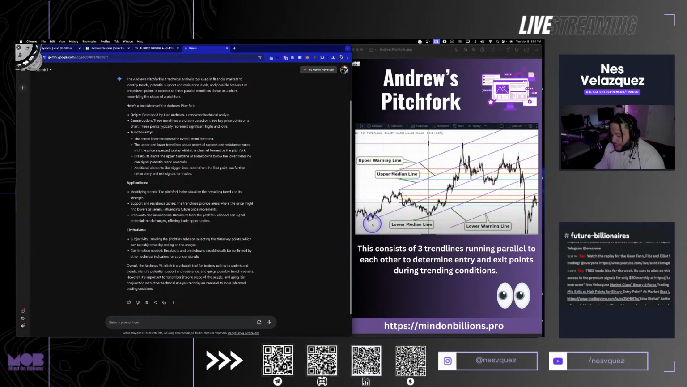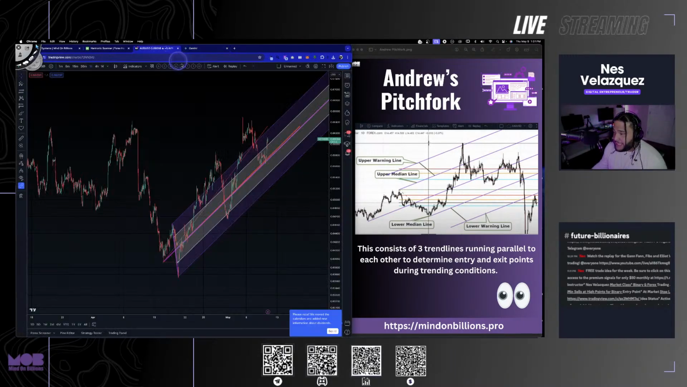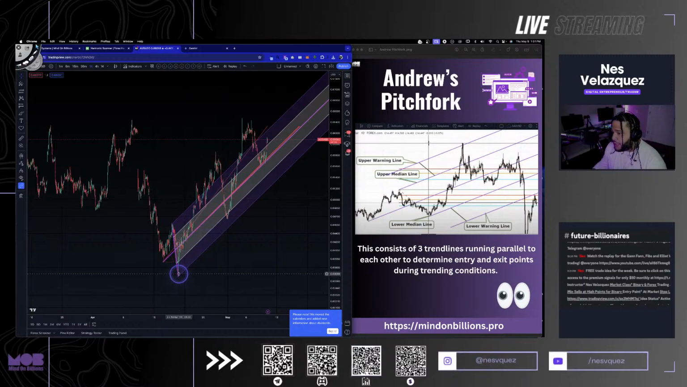So case in point, Andrews Pitchfork is amazing to use for trend lines. It identifies potential support and resistance zones. It does have the upper and the lower warning lines, which will detect potential breakouts. And it will also detect if there's going to be a market reversal. This example was amazing because we don't see the market knocking on the door of the lower warning line to detect a market reversal at this point. This is actually a really good example that we picked out for Andrew's Pitchfork on the uptrend.